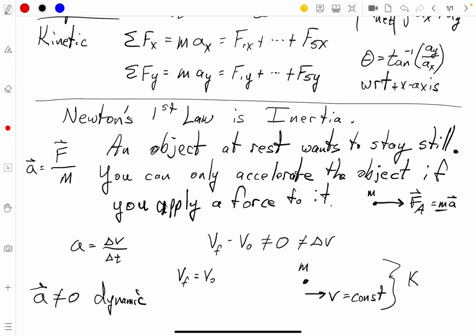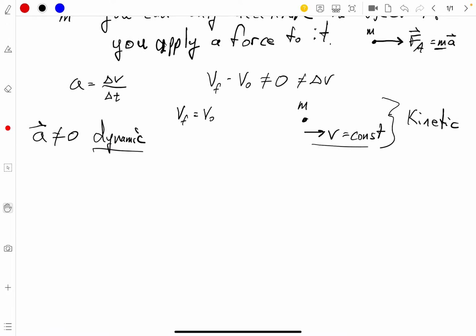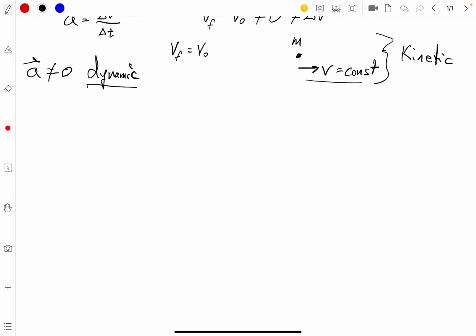And I'm going to erase kinetic from up above because that wasn't really the best use of kinetic. This is kinetic because we're just moving, but we're not accelerating. There's no dynamics to the situation. Okay, so that's Newton's first law. Newton's second law we already talked about.